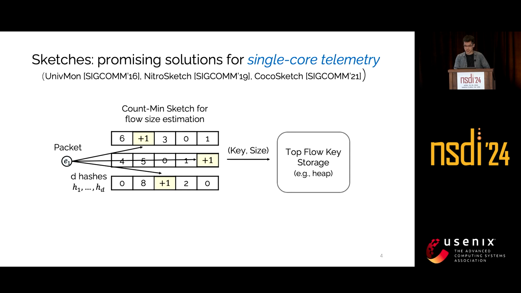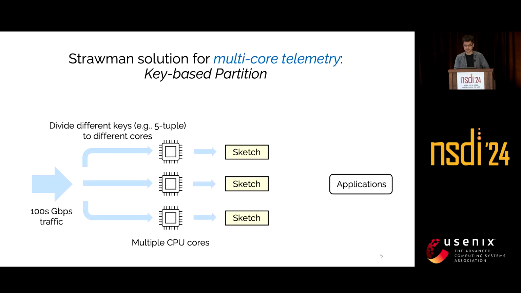If we need to identify large flows with many packets, we often need an additional data structure, such as a heap, to store these heavy flows. We use the minimum hash counter as the estimated size. If the estimated size is large enough, like larger than the minimum size flow already stored, we put the key into the flow key storage. The key advantage of the sketching algorithm is its ability to achieve high throughput with a small memory footprint and a bounded error rate. However, scaling from single-core telemetry to multi-core telemetry is not as straightforward.